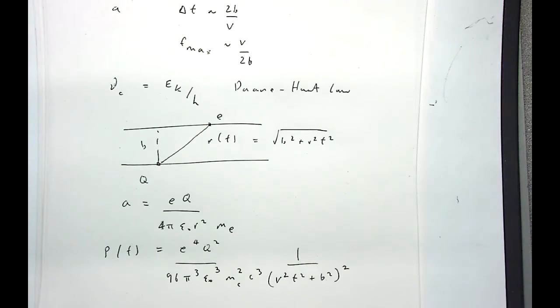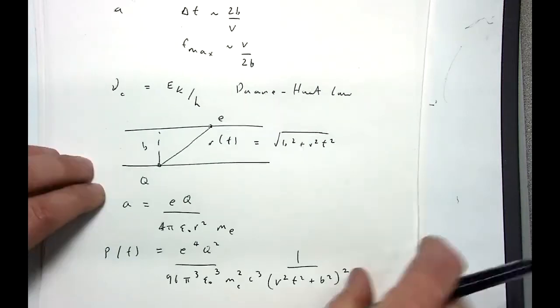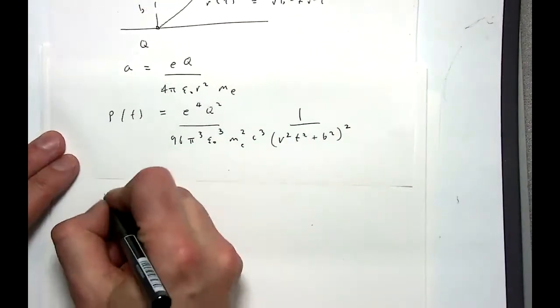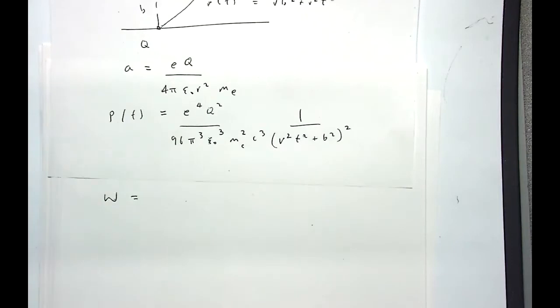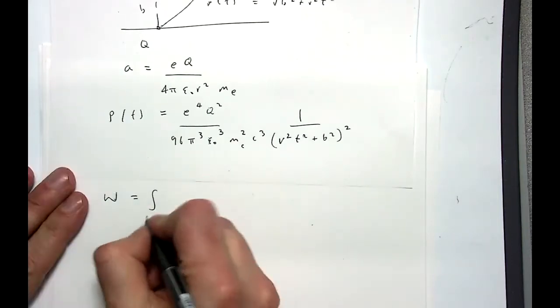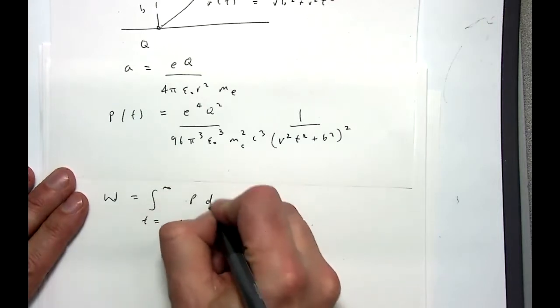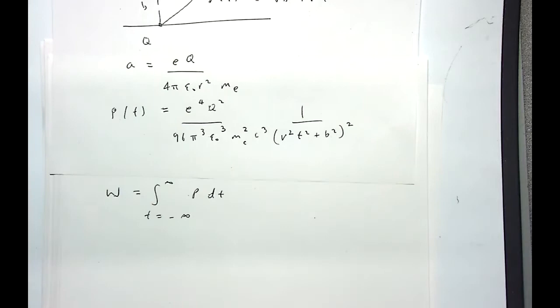So that's the power emitted as a function of time due to the varying distance of the electron from the ion. So all I have to do now to work out the total energy emitted is integrate over all possible times. So the total work done by the charge on its radiation, W, is the integral from time equals minus infinity to plus infinity. When the charge is far away from the ion, it's not being accelerated much, and it's going to be emitting less power.